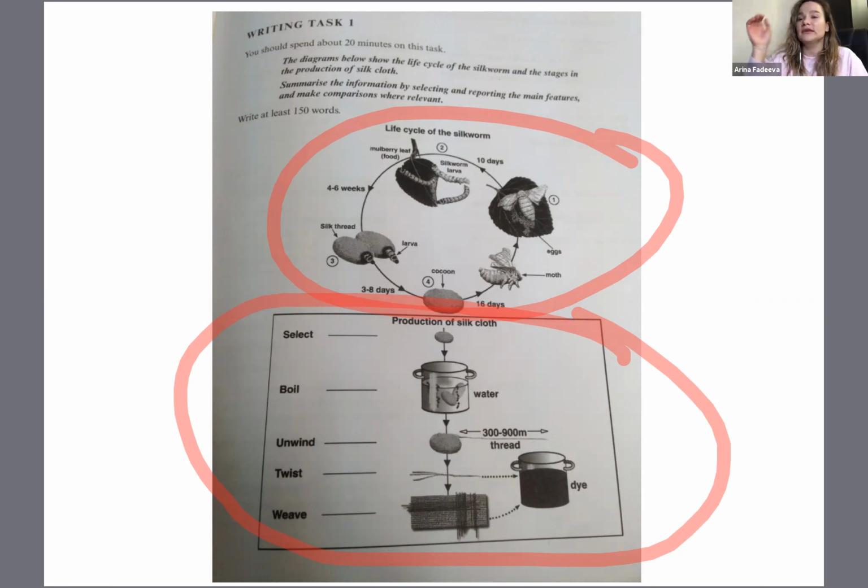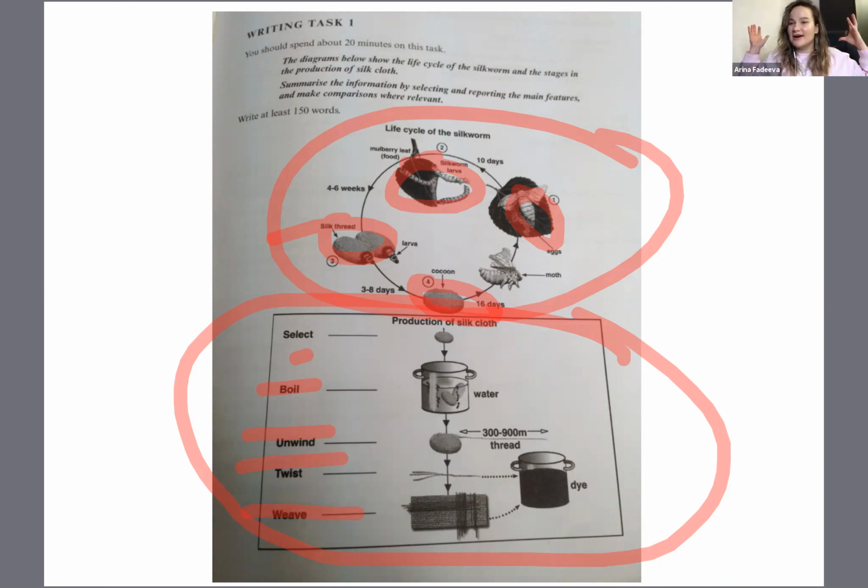You will get it from the picture. As you can see, they're worms, they're just growing here, and there is a butterfly, and so on. Describe this process, count how many stages it has. Then there is another process, a process of production of silk cloth. All right, again, it has some stages, and you will always see some verbs like select, boil, unwind, twist, weave.